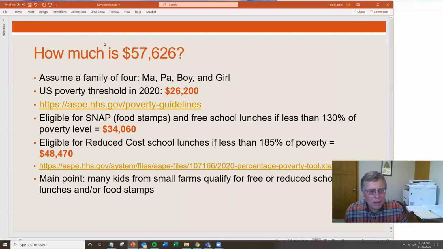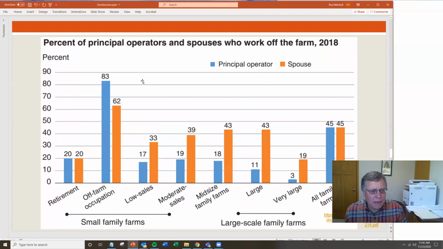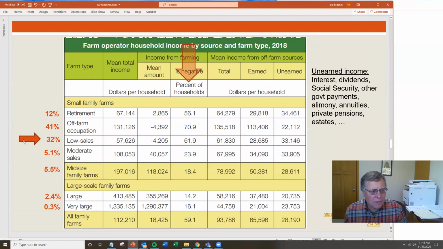So the next thing I want to look at is this 57,626. Where this number comes from is going back several slides. These are these farms here, these low sales farms. Their mean, or their average household income, is almost $58,000.